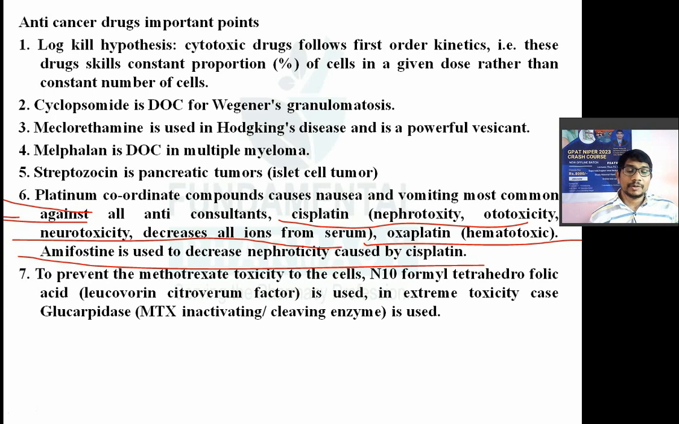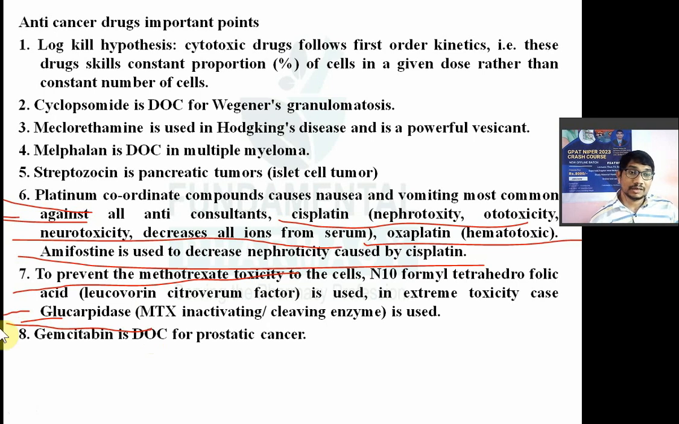Now to prevent methotrexate toxicity, folinic acid, N10 formyl tetrahydrofolic acid, known as citrovorum factor, is used. It is known as leucovorin rescue. Or in case of severe toxicity, ज़्यादा toxicity हो गया methotrexate का, then there is one drug known as glucarpidase. This is a methotrexate inactivating enzyme, or a methotrexate cleaving enzyme, that is also used. So there are two antidotes for methotrexate. First is folinic acid, that is leucovorin rescue, and glucarpidase.